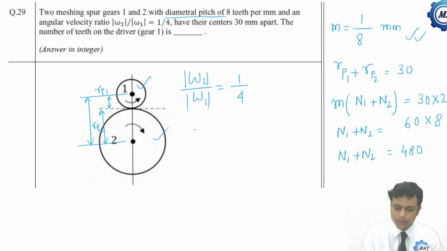Now, from this we can find, since the speed ratio is given, that N1 by N2 is 1 by 4.